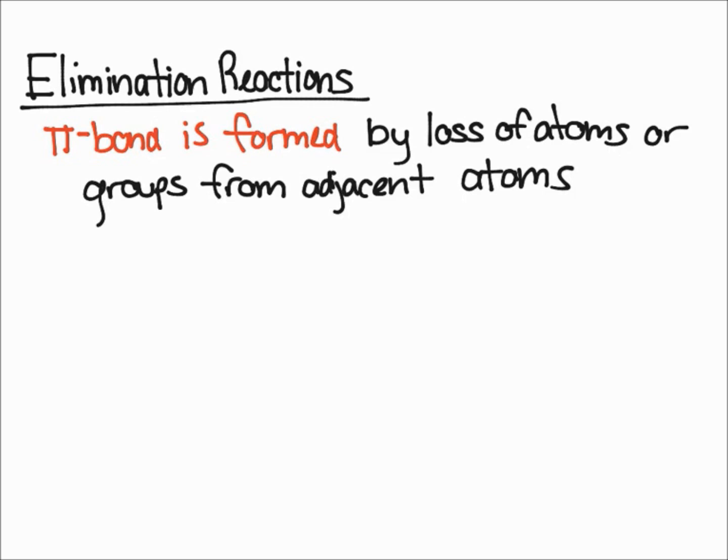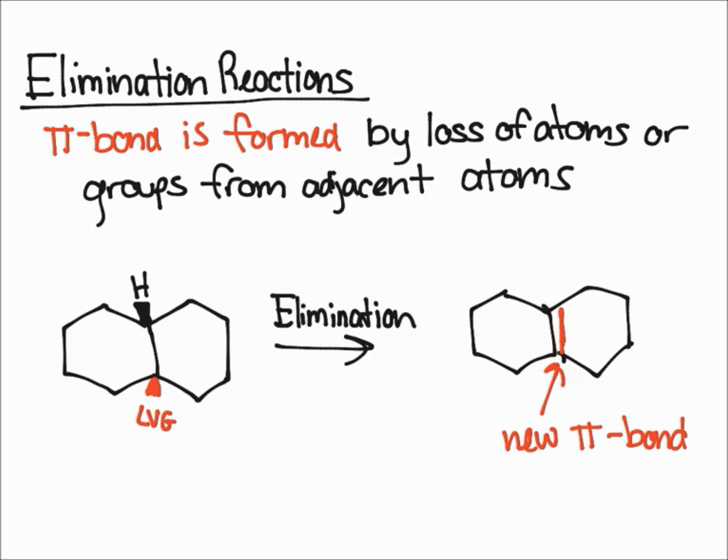Let me give you an example of it. On the left here, we have the substrate. After the substrate undergoes an elimination reaction, it's going to form a pi bond. I drew the new pi bond in red. This is the overall reaction, but it doesn't tell you anything about the exact mechanism. In order to do that, let's first look at E1 elimination reactions.